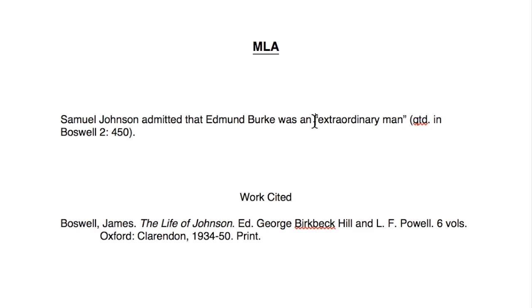First, we'll look at MLA. To properly cite this indirect source in MLA, you need to reference the original quotation by adding the name of the person who originally said it, in this case, Samuel Johnson. Your parenthetical citation should cite the source you are using, which is James Boswell. Before the citation, you need to add the words quoted in to show that the information was not originally Boswell's work.